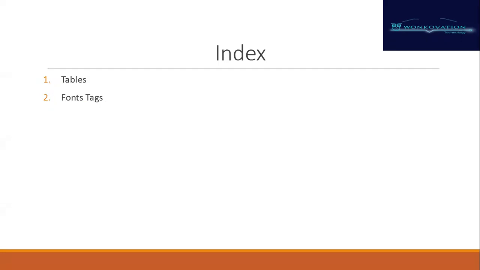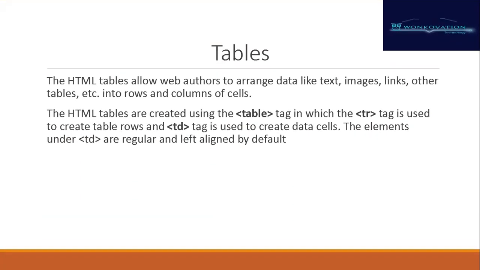So moving further, coming to the tables. What are tables? HTML tables allow web authors to arrange data like text, images, links, and other tables into rows and columns of cells. Basically, a combination of rows and columns makes a cell. Let me take an example and draw a figure of a table.